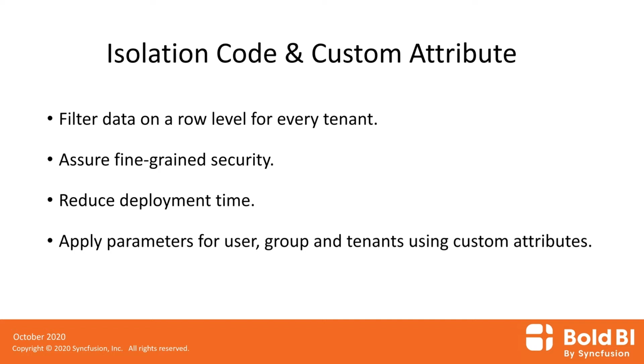So that is the isolation code and custom attribute. So the isolation code basically helps you to filter data on a row level for every tenant. It assures a fine-grained security for every user in the tenant and between tenants. And it could also reduce deployment time because you could basically use the same dashboard for everyone without having to create it from scratch. And custom attribute is a different one compared to isolation code. Custom attribute is nothing but a piece of SQL code that you could use as a parameter, and you could optionally use it in any of your data sources to isolate the data between users, groups, and even for tenants. I'll show you a demo for both these so that it could be much clearer when demonstrated.